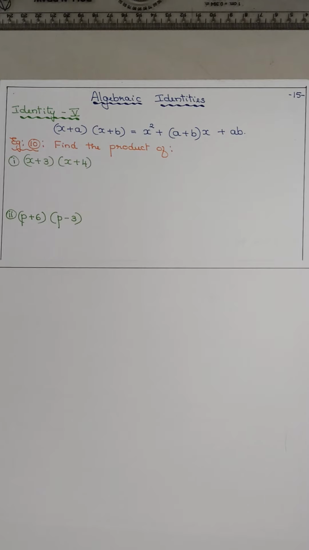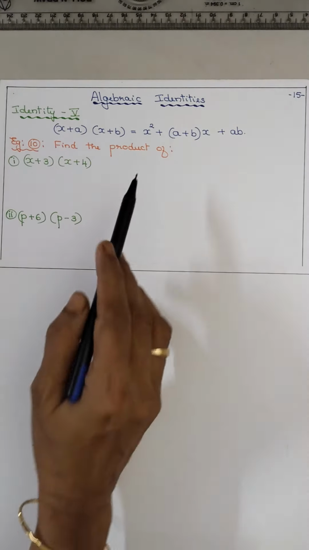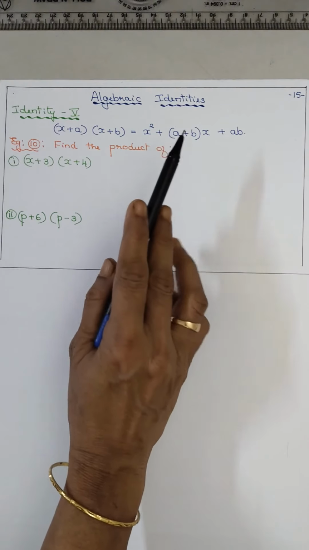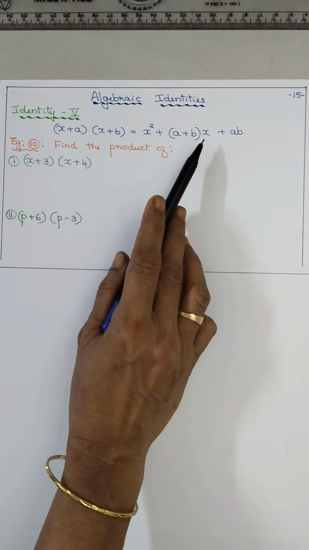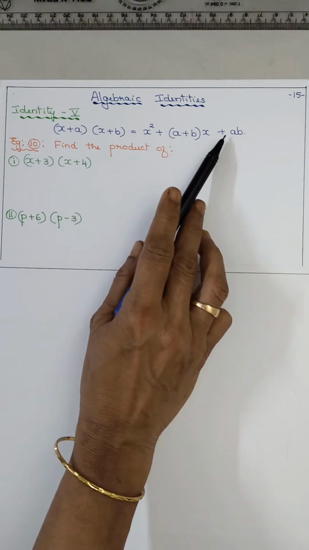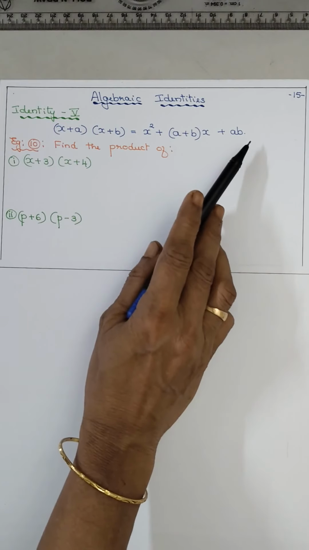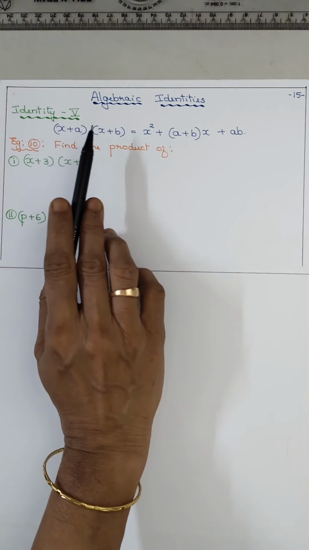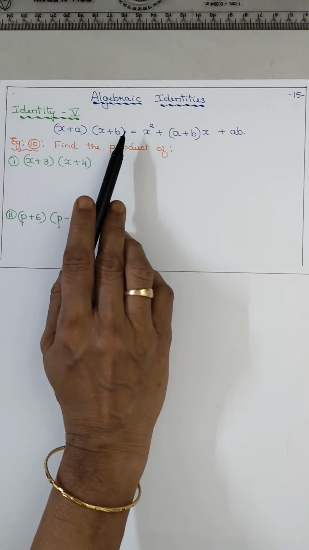We are discussing the lesson algebraic identities. Today we will discuss the identity five. It is (x plus a) into (x plus b) is equal to x square plus (a plus b) into x plus ab. (x plus a) into (x plus b).